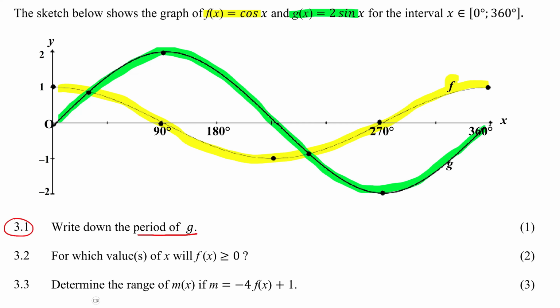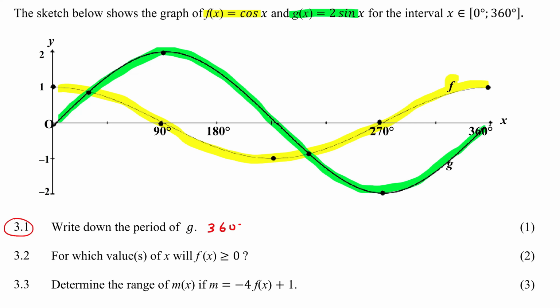Now, period for a sin and cos graph in grade 10 is always just going to be 360 degrees. In grade 11 and 12, that can begin to change, but for grade 10, 360 degrees. So the answer, when they say what is the period, we're just going to say 360.